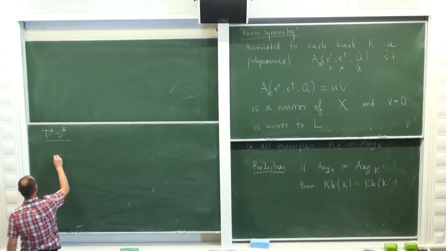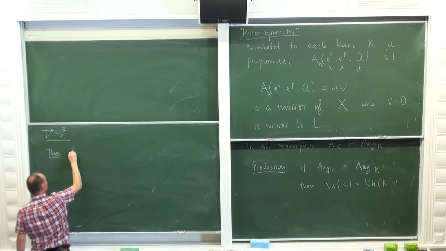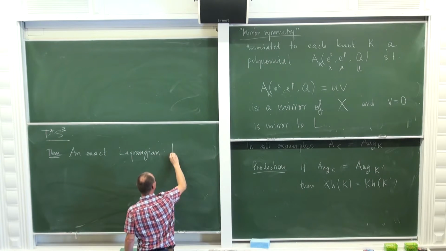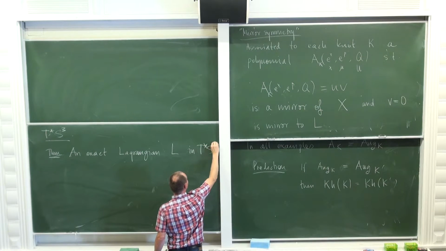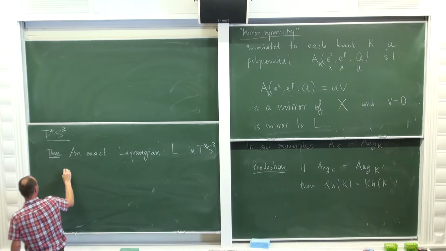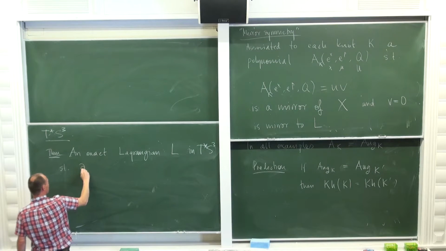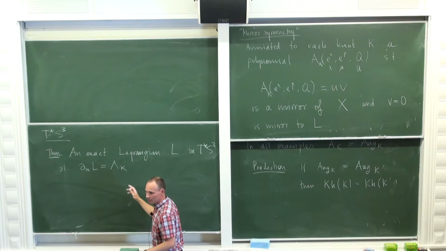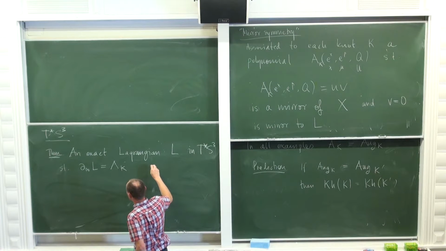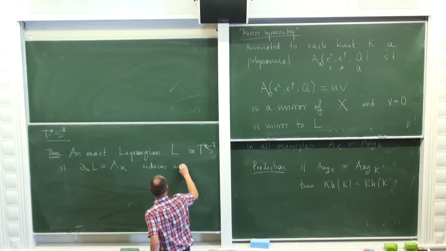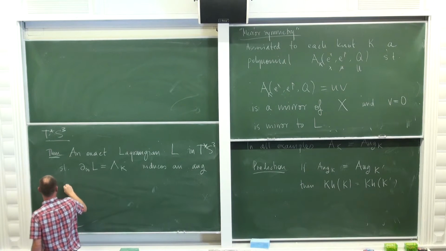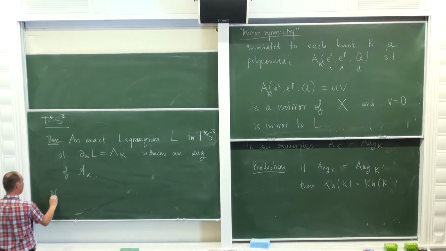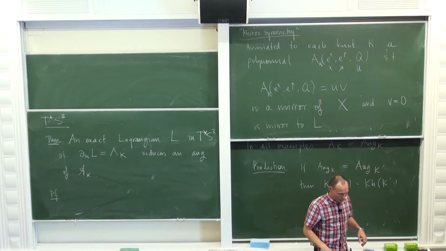So if an exact Lagrangian L in T star S3 with boundary, such that the boundary at infinity of L is equal to lambda K, where lambda K is the conormal torus of the K, induces an augmentation of the algebra of K. And the proof is somehow easy. So we have a geometric definition of this map.